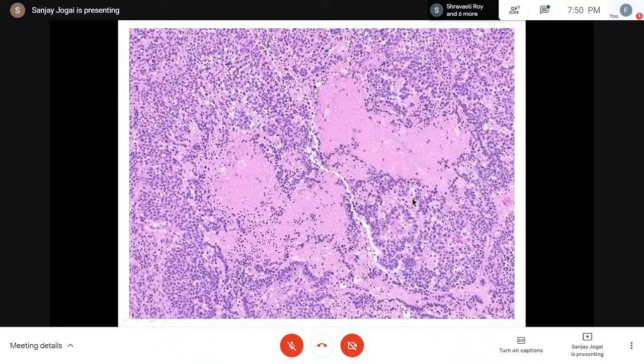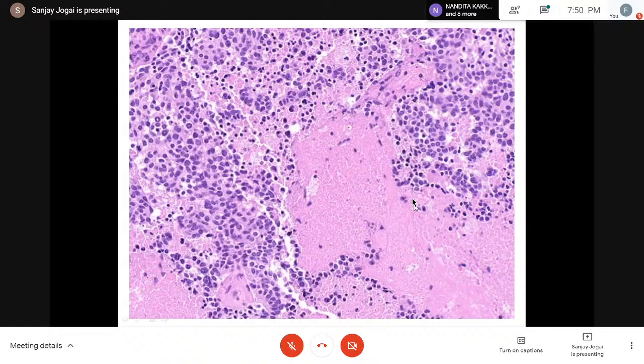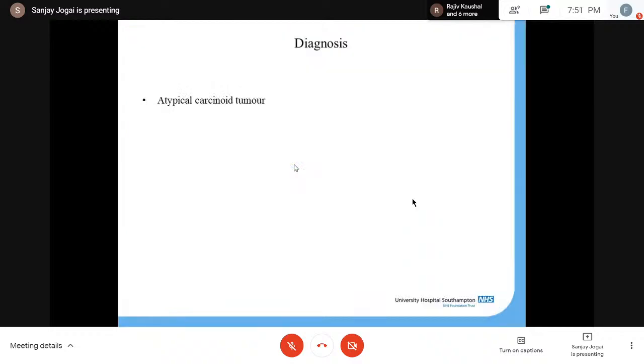just one focus where you could see this necrosis, and I'll show you on a higher power just to convince you that there's clearly necrosis going on. Now, in this particular case, there were mitotic figures, 3 to 4 per 10 high power fields. There is necrosis, and nuclear pleomorphism is there as well. So this is an example of an atypical carcinoid tumor.